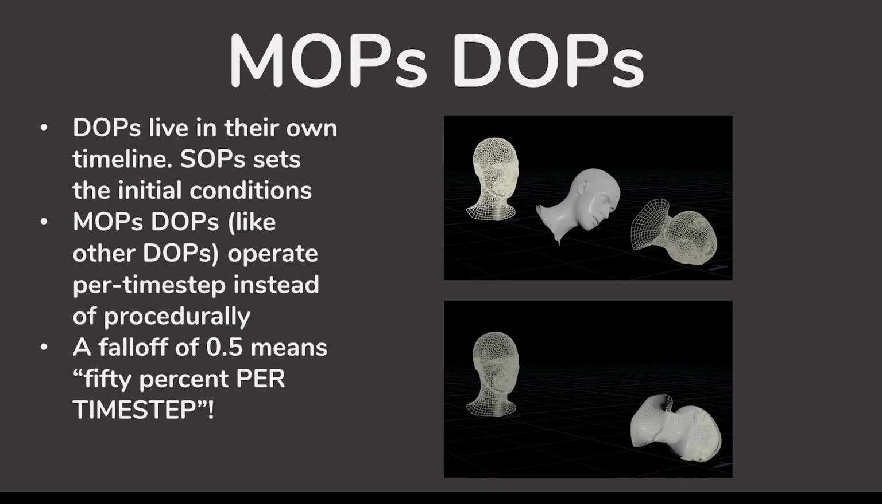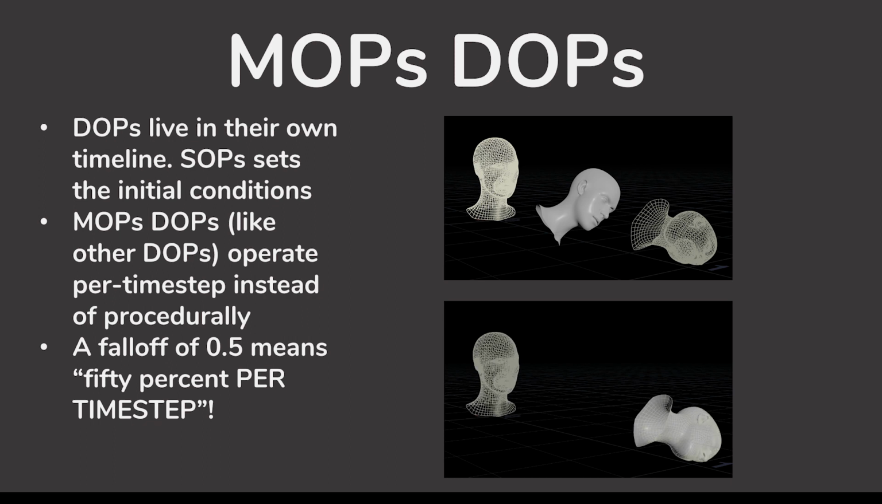It's important to remember that the DOPs timeline doesn't work the same way as the SOPs timeline. When you create any kind of solver in Houdini, you're setting the initial conditions of the simulation in SOPs, and then as soon as you jump over to DOPs, you're working in a different timeline. The nodes you set up in DOPs are going to execute on a per time step basis. This is very different from SOPs, where the entire graph is evaluated at each frame, independent of any other frame.